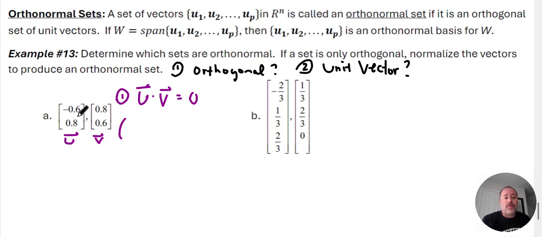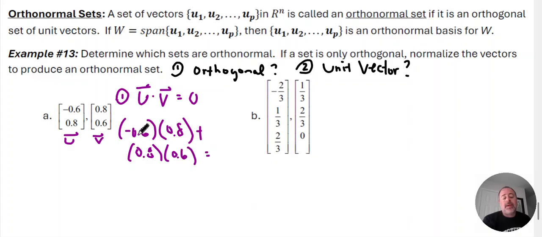You can see what we're going to do here. So negative 0.6 times 0.8, and then we're going to add to that 0.8 times 0.6. So we get negative 0.48 plus positive 0.48, and we get 0, so it's an orthogonal set. So we're good on that part.